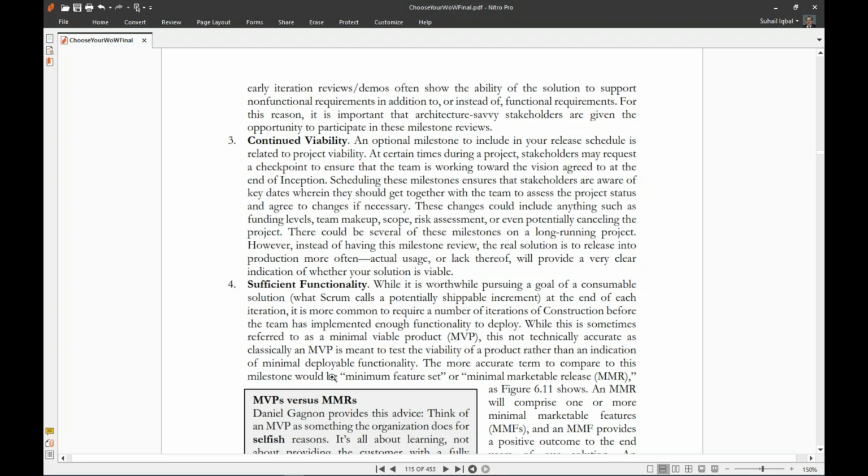At certain times during a project, stakeholders may request a checkpoint to ensure the team is working toward the vision agreed to at the end of inception. Scheduling these milestones ensures that stakeholders are aware of key dates wherein they should get together with the team to assess project status and agree to changes if necessary. These changes could include anything such as funding levels, team makeup, scope, risk assessment, or even potentially canceling the project. There could be several of these milestones on a long-running project. However, instead of having this milestone review, the real solution is to release into production more often. Actual usage, or lack thereof, will provide a very clear indication of whether your solution is viable.